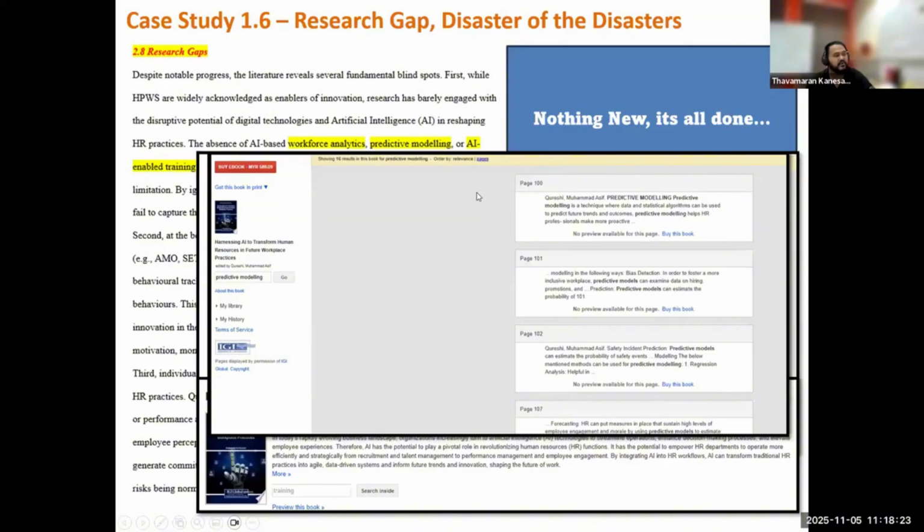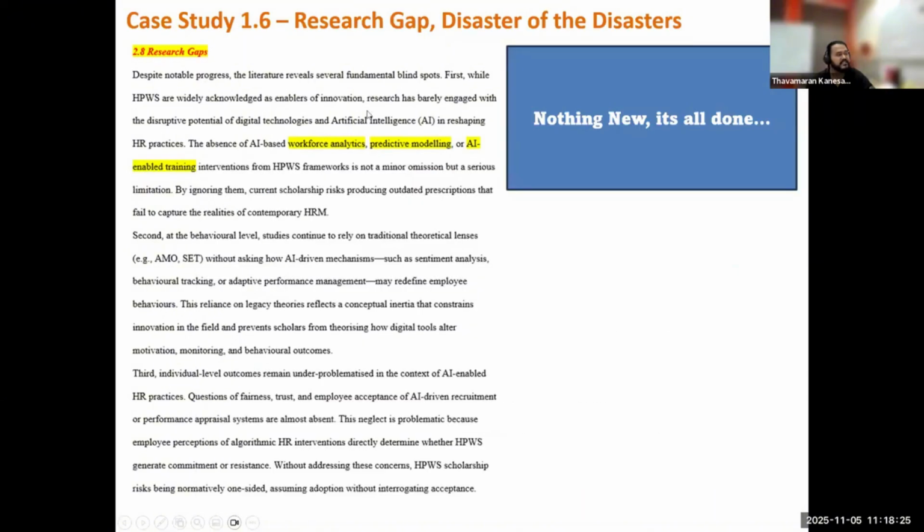So do you think this is still novel? Can this be reused again and again for the very same context? Possible or not? Can you do a PhD with this? Is this really a research gap? Anyone else?